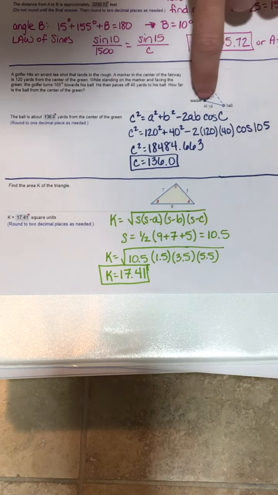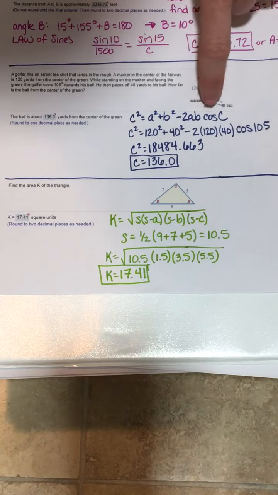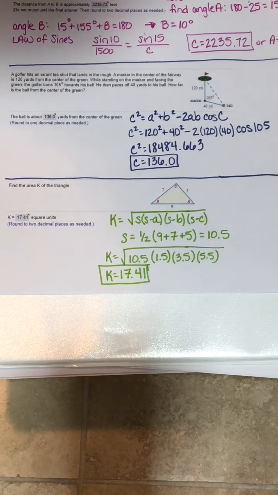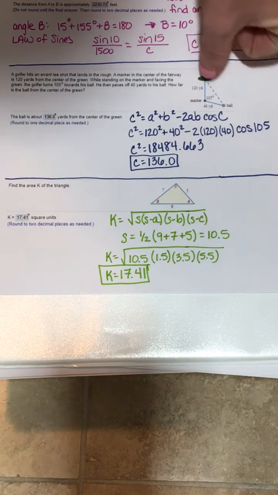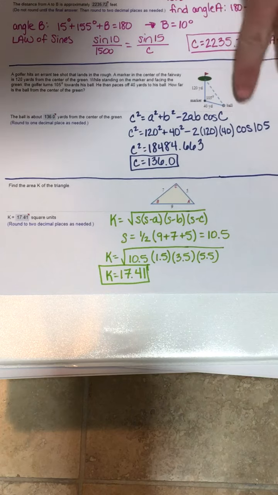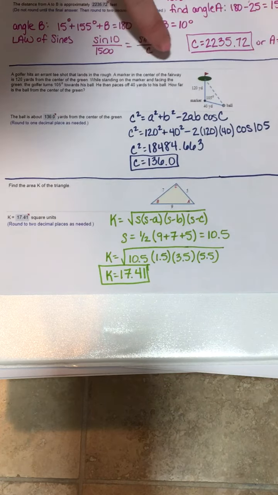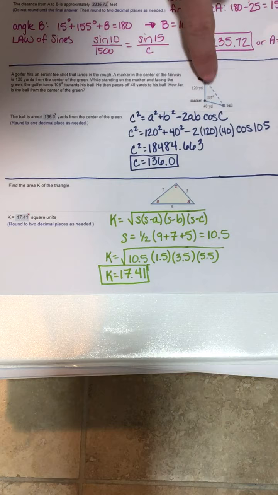So they've told you this is 40 yards, this is 120 yards, and you have the angle between. So if you have two sides and the angle between, you're going to use the law of cosines. They want to know this distance. So I've called this distance C. I've marked this as A and this is B, and then this is our angle C.